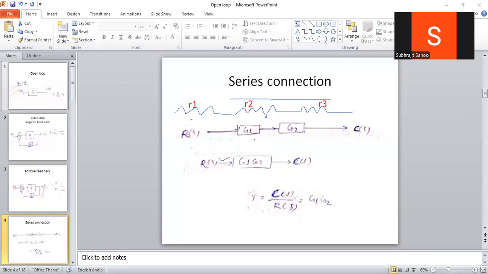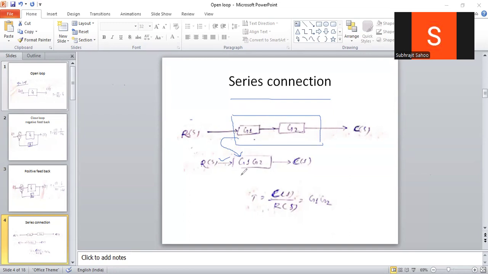But here, if the systems are connected in series, what will happen? You have to multiply G1 into G2. I can convert the two different blocks into a single block, and the result in this block becomes G1 into G2. When series connection is there, the two gains will be multiplied. The two separate blocks can be converted into a single block if they are connected in series, right?